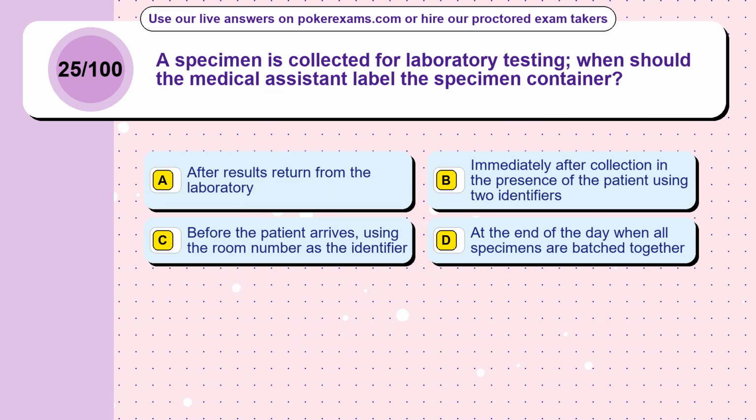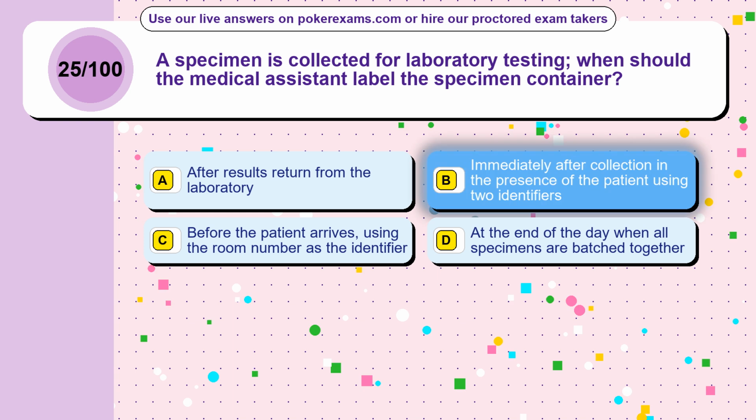Question 25. A specimen is collected for laboratory testing. When should the medical assistant label the specimen container? Option A. After results return from the laboratory. Option B. Immediately after collection in the presence of the patient using two identifiers. Option C. Before the patient arrives, using the room number as the identifier. Option D. At the end of the day when all specimens are batched together. The correct answer is option B.